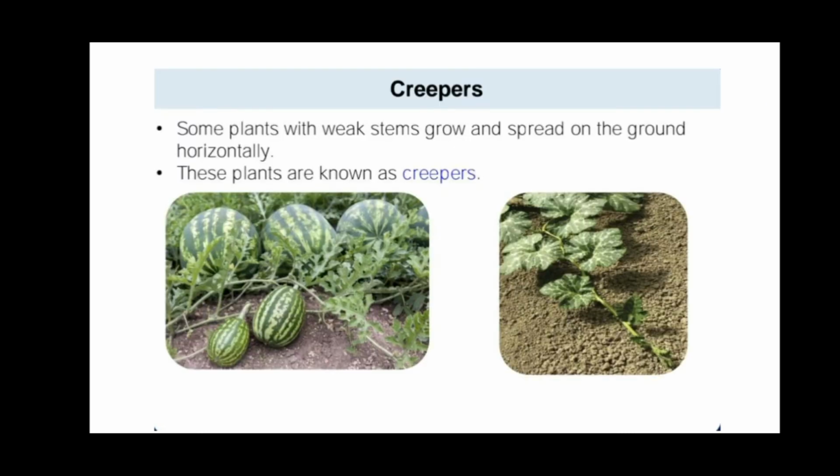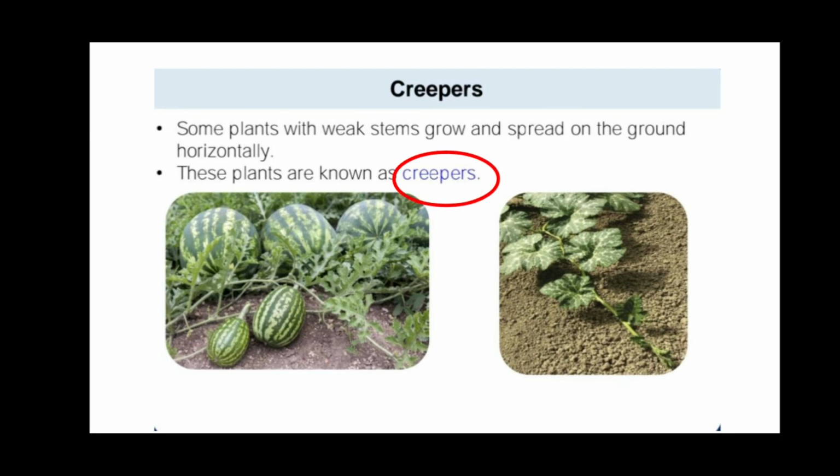Next, we will discuss the creepers, and after the creepers, some plants which climb, known as the climbers. Creepers are some plants with a very weak stem, they do not have enough strength. So, they have a very weak stem and they cannot stand steadily. So, what can they do? They grow and spread on the ground horizontally. These types of plants are known as the creepers.